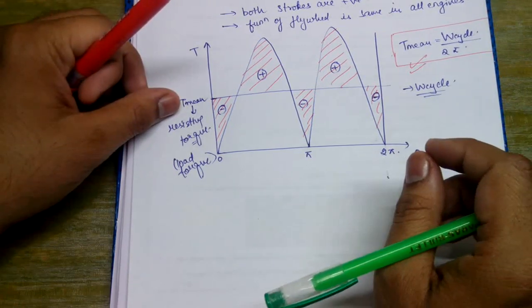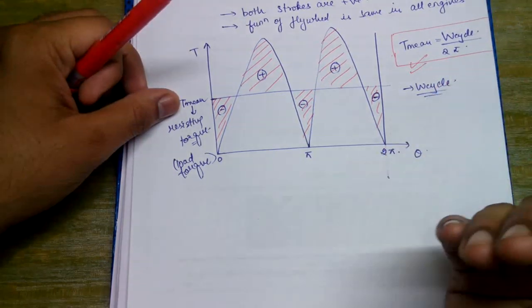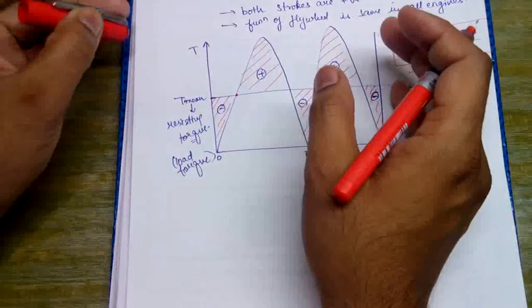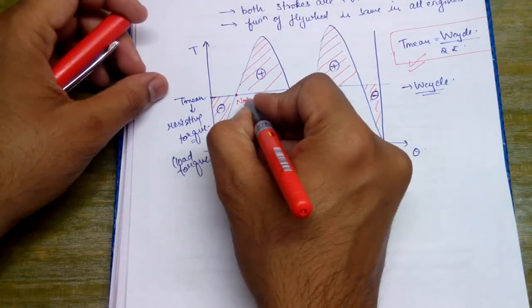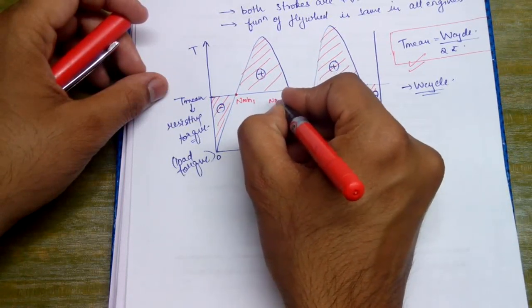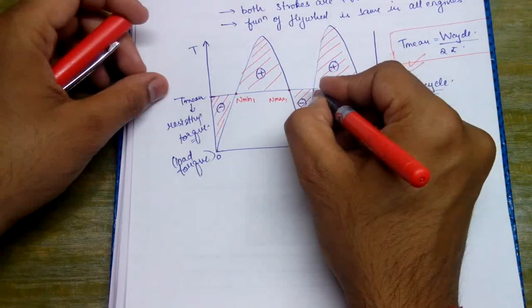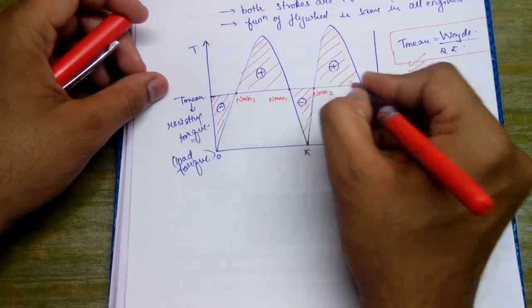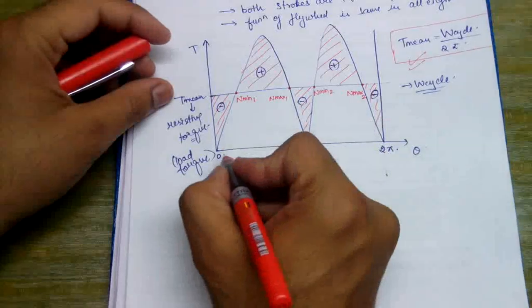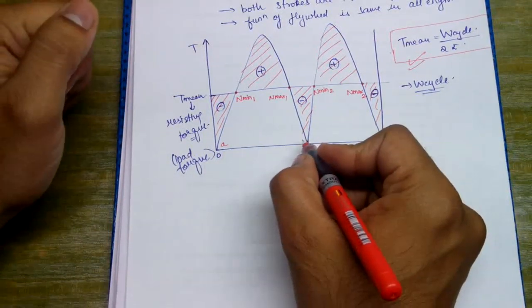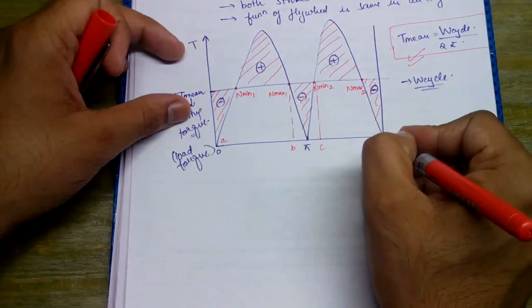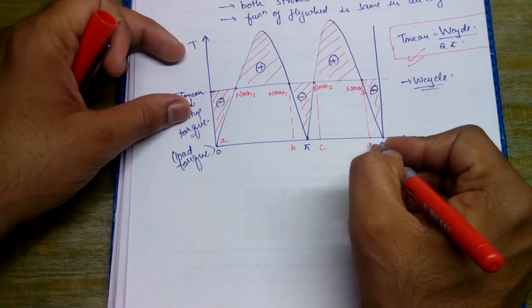Now even after the installation of the flywheel, we are seeing that at some points our speed is minimum and at some points our speed is maximum. For example, this is n minimum 1, and here it becomes n maximum 1. Here again it becomes n minimum 2 and this becomes n maximum 2. Let us say this point is A, this point B, this point C, and this point is D.